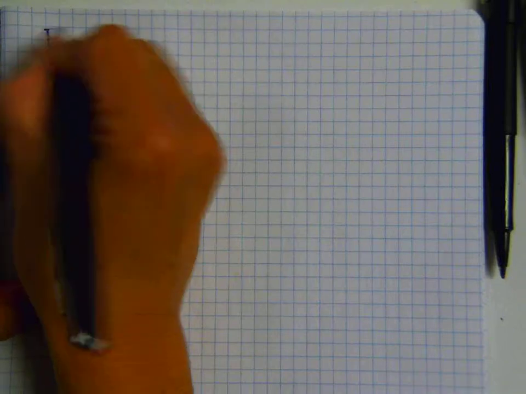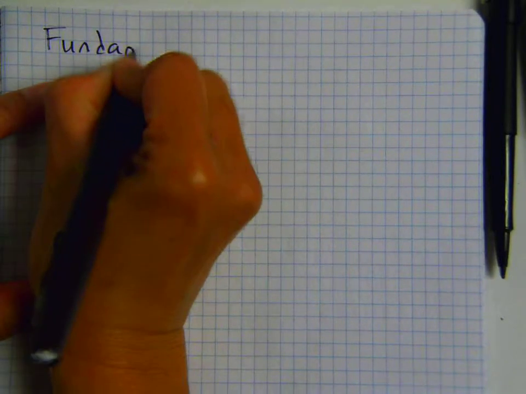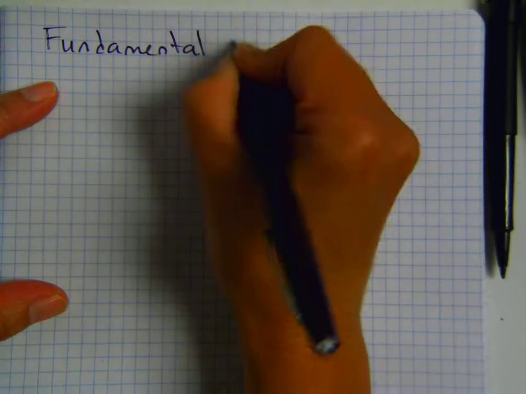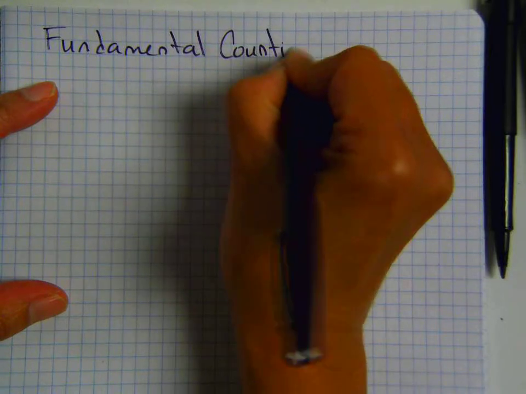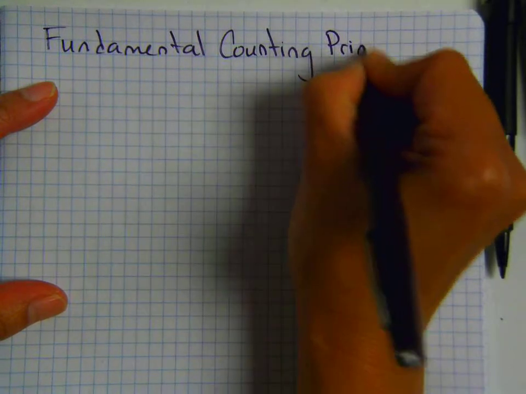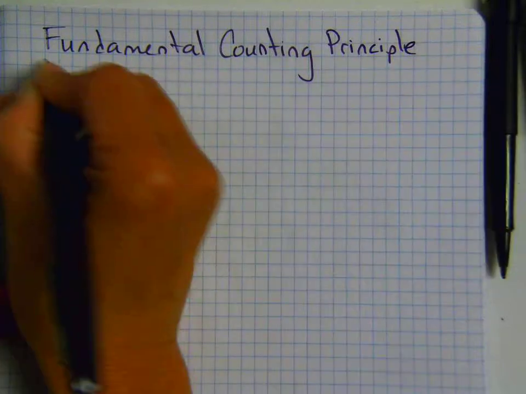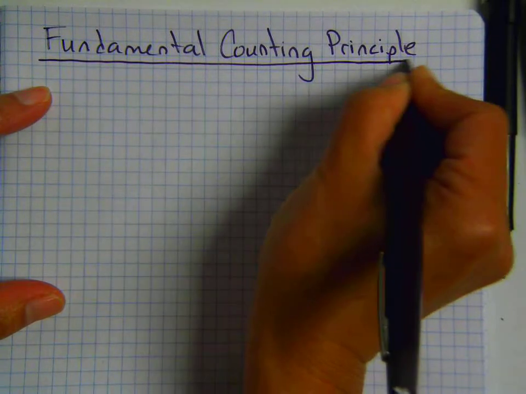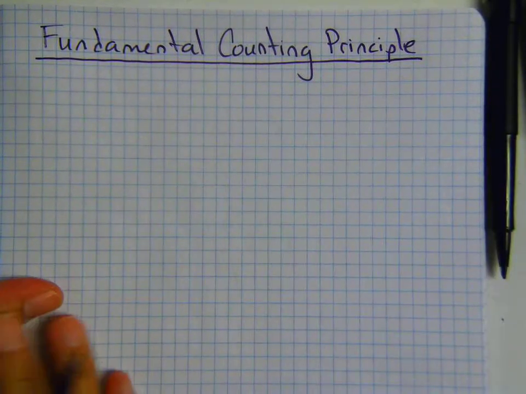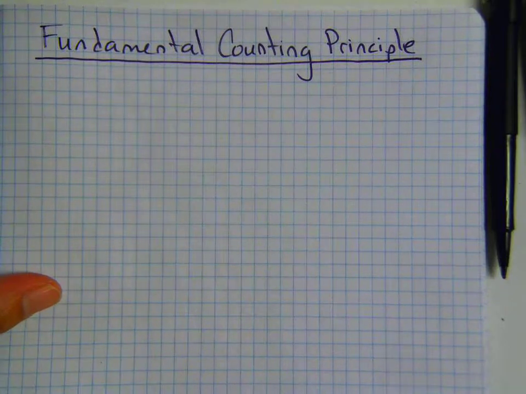Good morning, everyone. Let's go ahead and take a look at the fundamental counting principle. All right, the fundamental counting principle is a method in determining the number of ways to arrange an object.